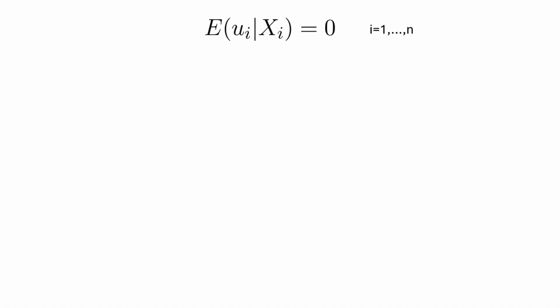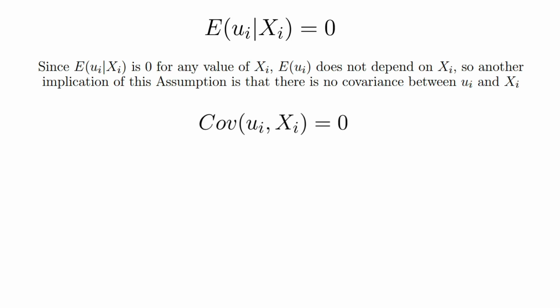Now we're going to do another exercise, which is about our third assumption. In video part number 4, I said that since the expected value of ui given xi is 0 for any value of xi, the expected value of ui does not depend on xi. One of the implications of this assumption is that there is no covariance between ui and xi. Also, if you remember, by using the fact that the covariance between ui and xi equals 0, and also by using LIE, we arrived at these two equations. All of this is something that you saw already in one of the previous videos.